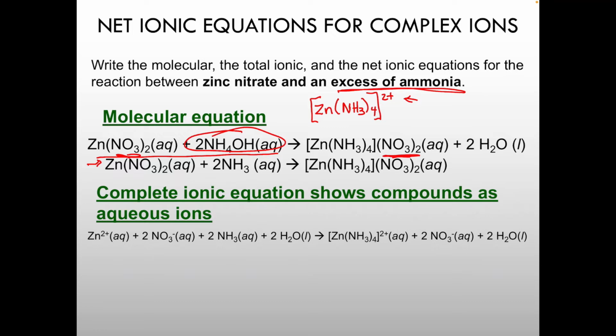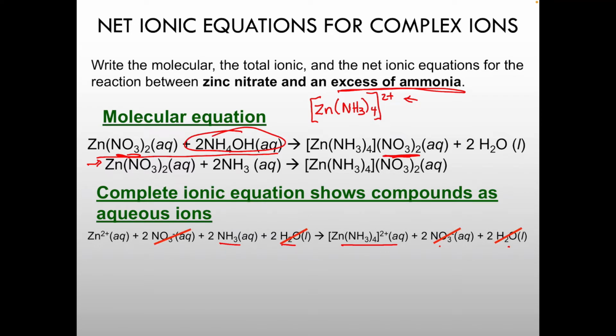So this is for the first one. Again, remember to split your ammonium hydroxide into ammonia and water, not into ammonium and hydroxide. And then we've got our complex ion here. Again, that stays together and stays charged. And then we've got our nitrates and our water. So then we can cancel out all of our spectator ions.